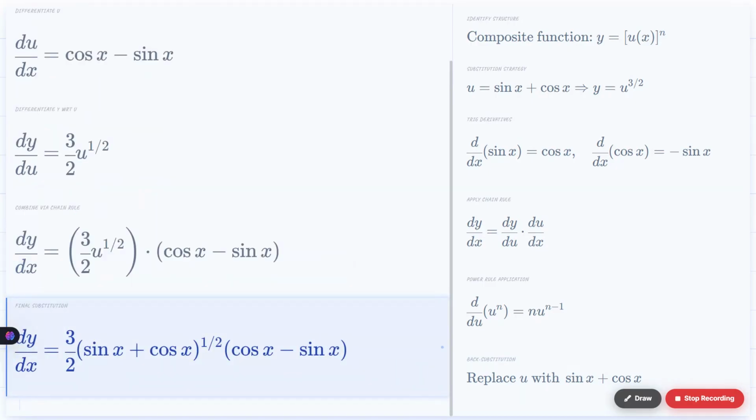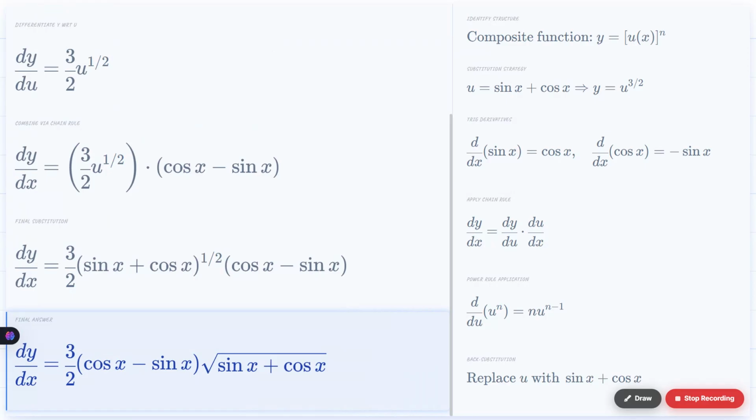We write the final expression as 3/2 times open parenthesis sin x plus cos x close parenthesis to the power of 1/2 times open parenthesis cos x minus sin x close parenthesis. We do this to finish the substitution. All parts are now written in terms of x.